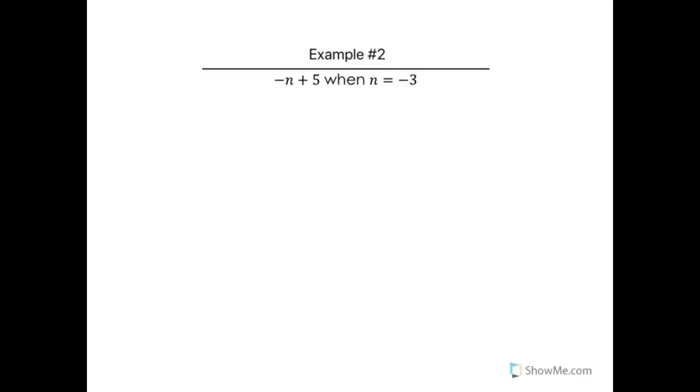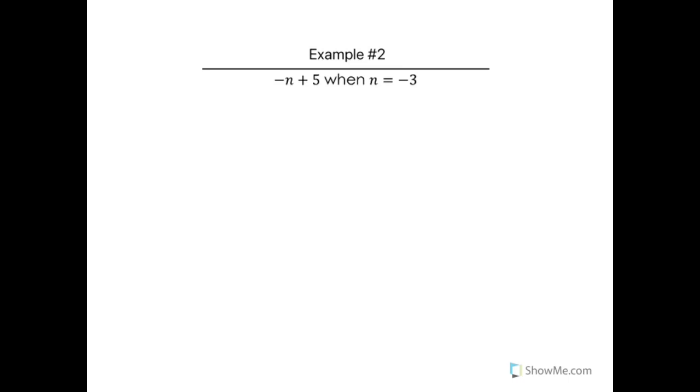So now we have the example negative n plus 5, and we want to figure out what the value of this expression is when n is equal to negative 3. So it looks very similar to the expression that we had before, with the exception that now we have a negative before the n. So again, the very first thing that you want to do is make sure that you are adding your 1 whenever you see the variable that doesn't show its coefficient next to it.